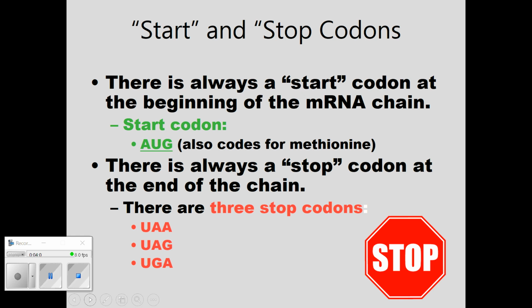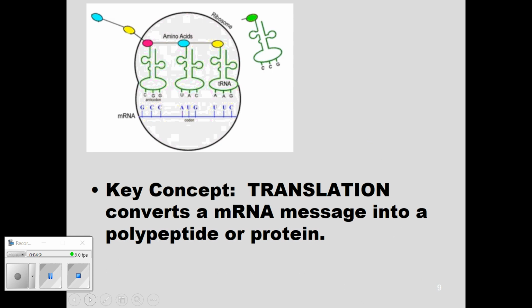There is always a start codon at the beginning of the messenger RNA chain, and the start codon is always AUG. There is also always a stop codon at the end of the chain, but there are 3 possibilities for stop codons: UAA, UAG, and UGA. The key concept to remember is translation converts the messenger RNA message into a polypeptide or protein.